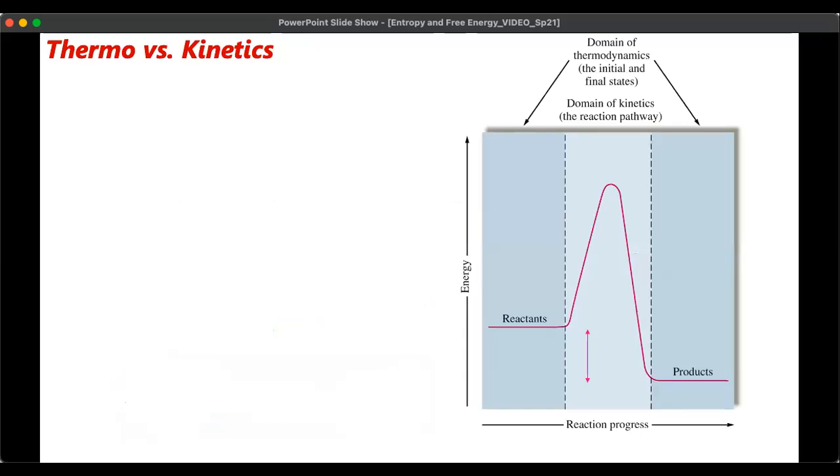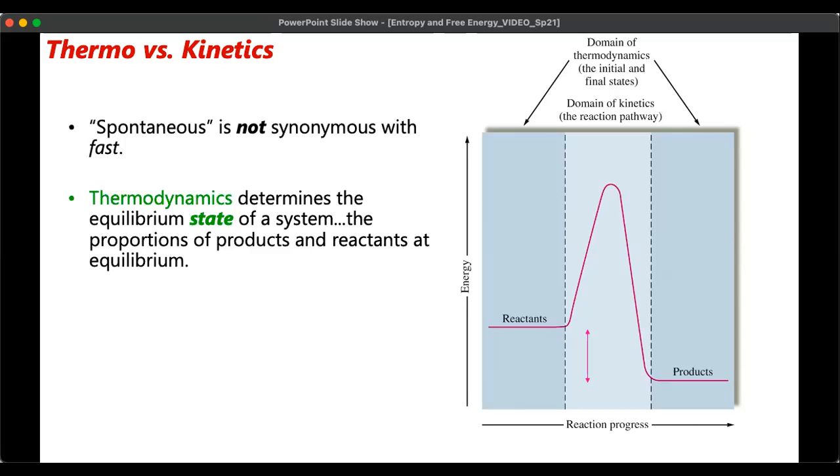So now we can start to put together these ideas, right? The thermodynamics compares our starting point to our ending point. Kinetics is really the reaction pathway and involves our activation energy. So spontaneous is not fast. Thermodynamics just determines the equilibrium state of the system, right? It's where are we beginning to end? And it doesn't really tell us about what has to happen in the middle, right?